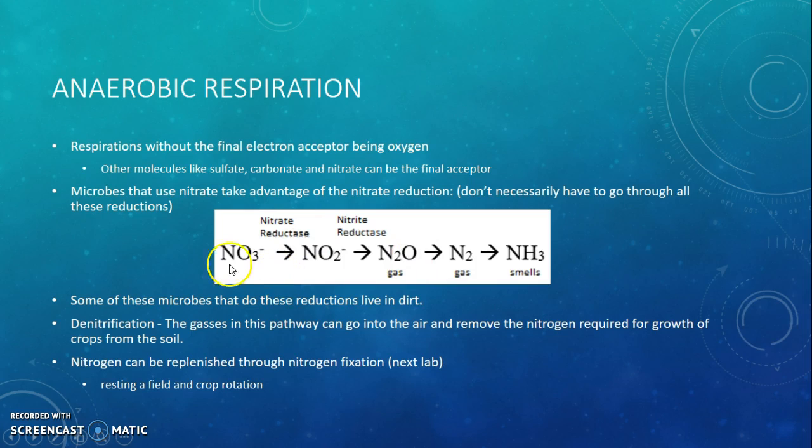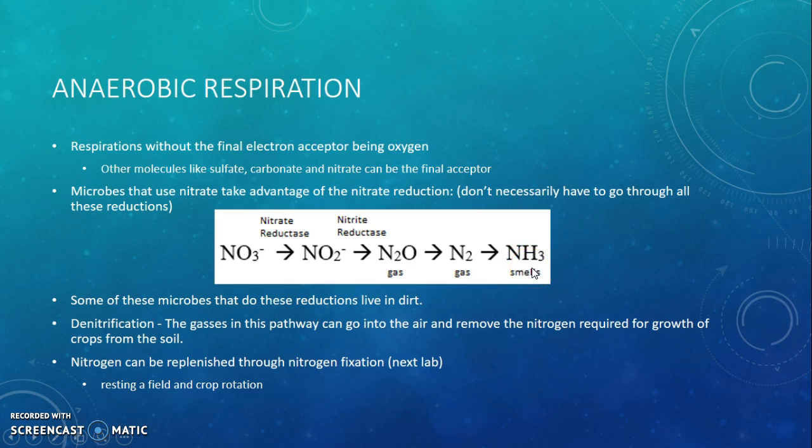Nitrogen, right? So you start off as nitrate, all right? Then you can use nitrate reductase to go to nitrite. So nitrate reductase to nitrite, and then you can use nitrite reductase to go to, I guess that's nitrogen oxide, I think. I'm not too good with my nomenclature in inorganic chemistry. But then that can go to molecular nitrogen, and then that molecular nitrogen can be reduced further to ammonia. And ammonia smells a little bit. That's the smell of urine.